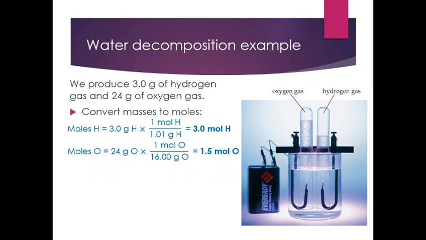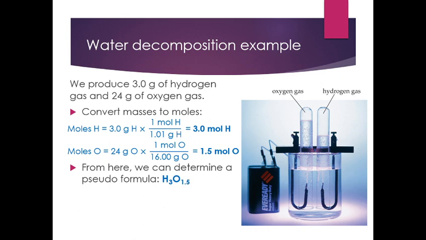And so now that we have our values in terms of moles, we use those values as our subscripts in our pseudo formula. Because I calculated that I have 3.0 moles of hydrogen, my 3 is going to become the subscript for my hydrogen. I calculated I have 1.5 moles of oxygen, so that 1.5 becomes the subscript for the oxygen. This is a pseudo formula because hopefully this should be giving you a panic attack just looking at it, because you cannot have half an oxygen.